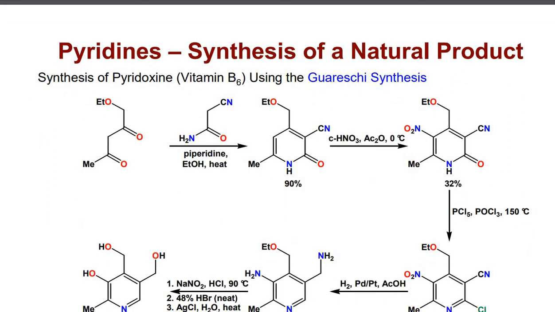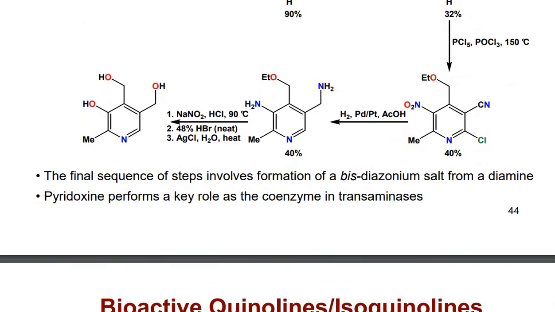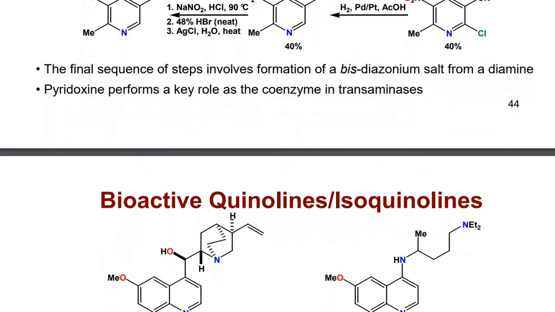Pyridine synthesis of natural products. Synthesis of pyridoxine, vitamin B6, using pyridine synthesis. Look at here. The final sequence of steps involves formation of this diazonium salt from a diamine. Pyridoxine performs a key role as a coenzyme in transaminase.